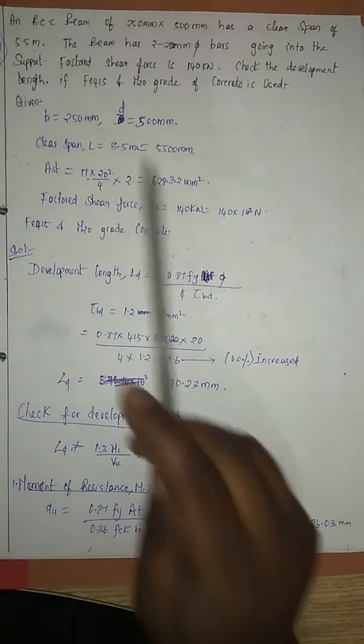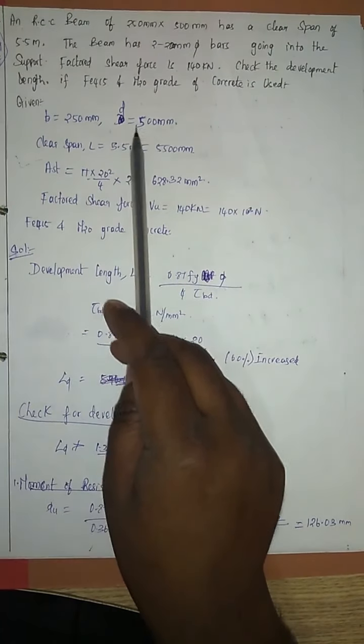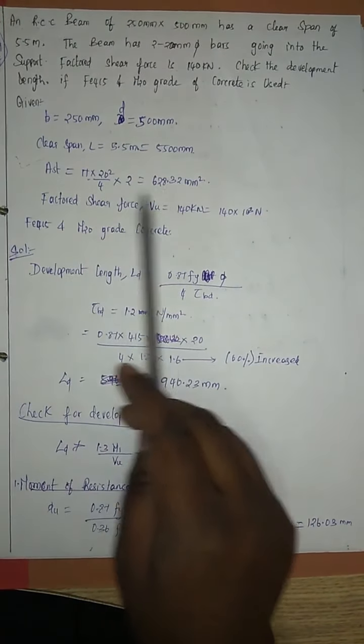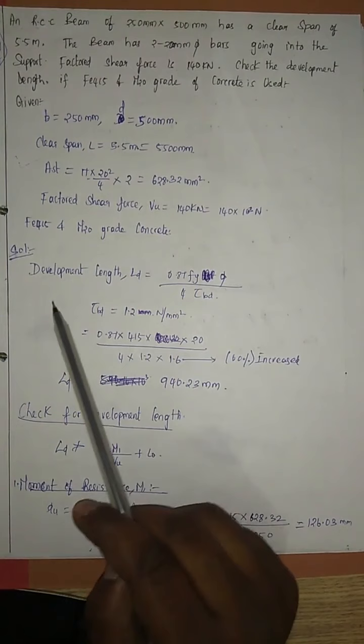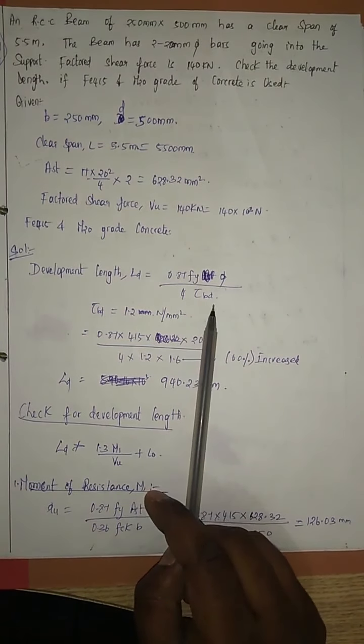This is given in your previous year SPTE 2019. Okay, so given that B is equal to 250, D is equal to 500 mm, clear span, AST, shear force, all the things you will write. First, the development length formula: LD is equal to 0.87 fy phi divided by 4 tau bd.